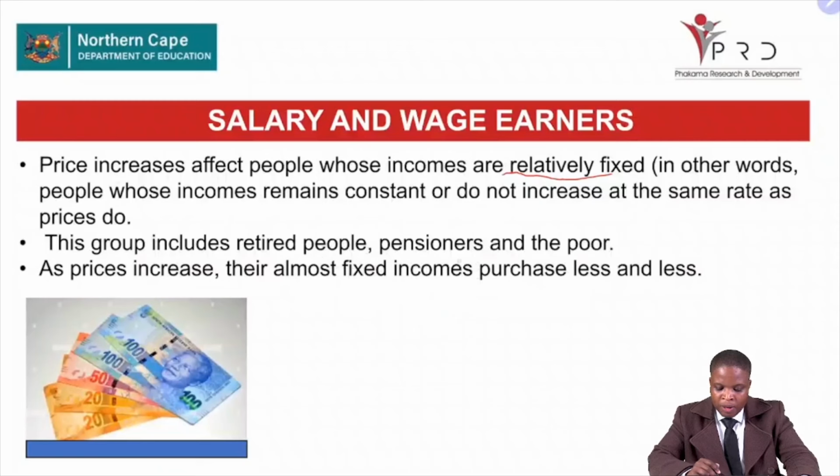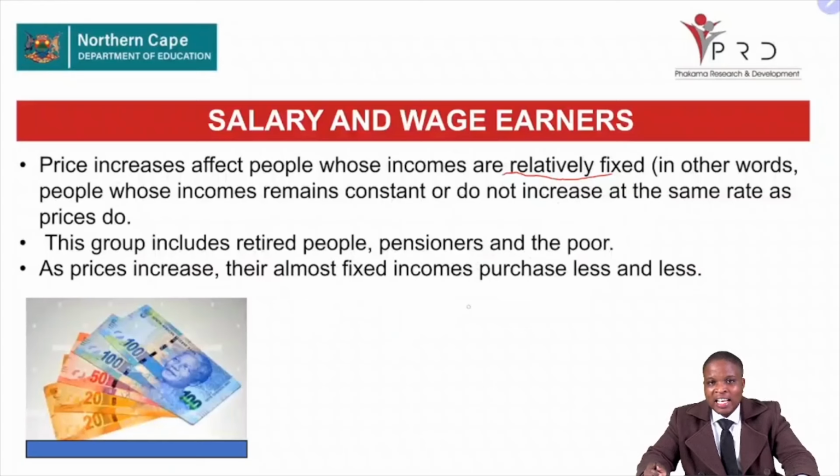So for retired people and pensioners, if their money is 450 per child, it is 450 for the entire year, even if inflation is increasing. So their income is fixed, or relatively fixed. So they are going to suffer when the prices are increasing. As prices increase, their almost fixed incomes purchase less and less. They won't be able to afford things that they used to afford before because prices are increasing.